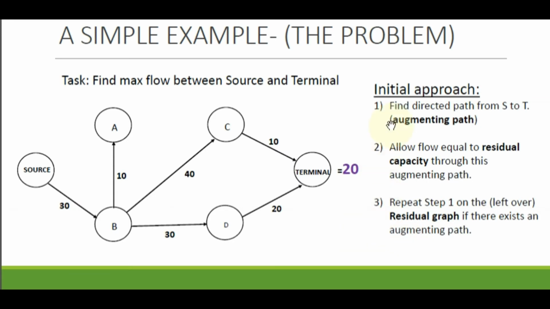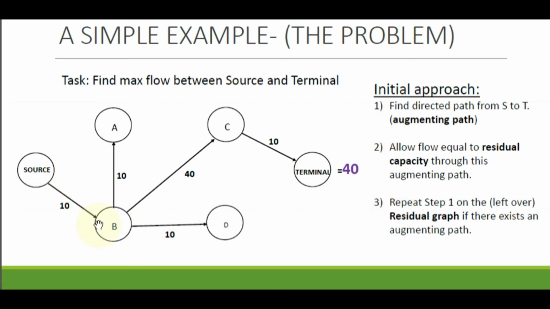We repeat step 1 and find a new path from source to terminal. So this is our new path. Again, we work out the residual capacity for this path. In this case, it's 20 because this is the maximum amount of flow we can push through. And we work out the residual graph again. So these are our remaining capacities. And then we repeat step 1 again.